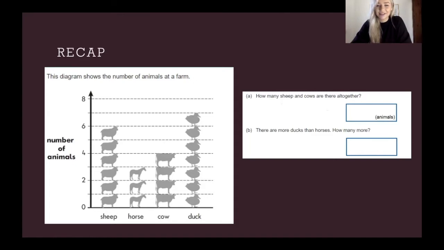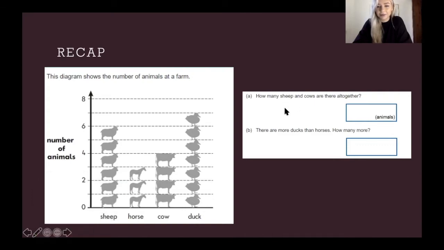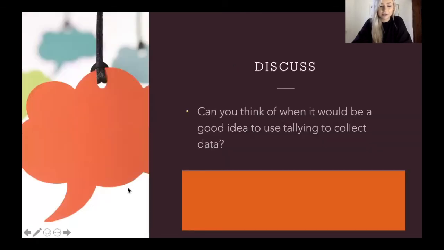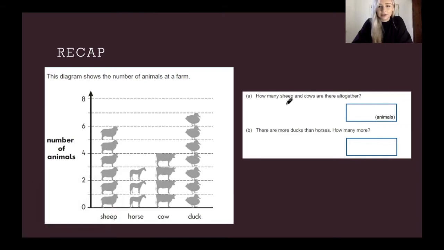Okay, well done for having a go at that question. So we're going to go through the first question together. How many sheep and cows are there all together? So what you should have done, you should have had a look at how many sheep there are. And looking at the pictogram, we can see that the sheep go all the way up to the number 6. So that means that we've got 6 sheep. I'm going to write that on the screen if it lets me. There we go, 6 sheep.